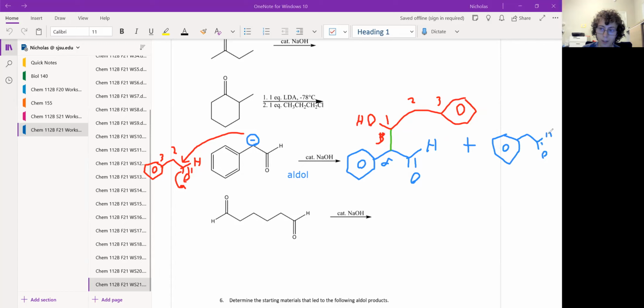You have your aldehyde. At the alpha position, we form this alkene towards the beta position. And then you have the rest of the structure.